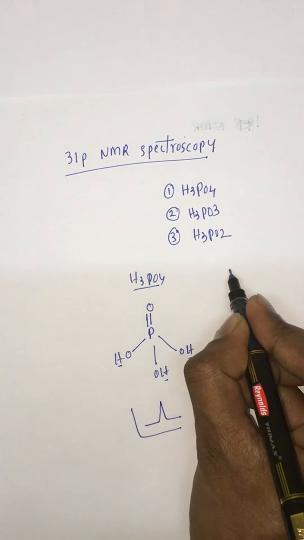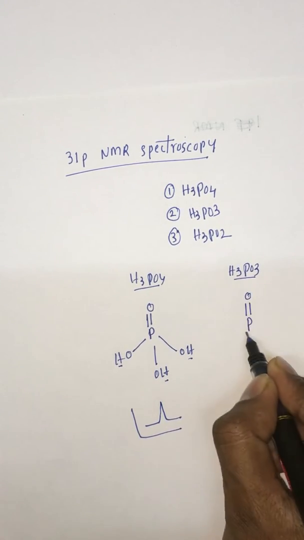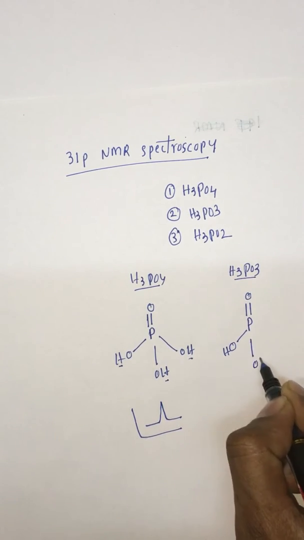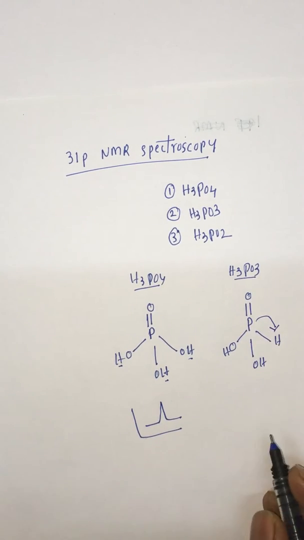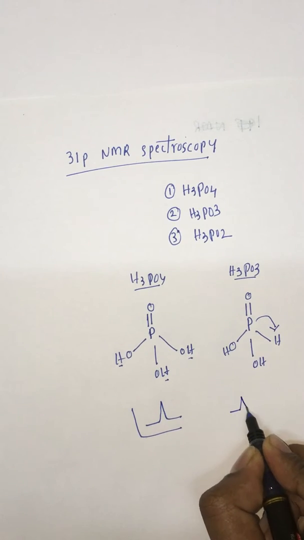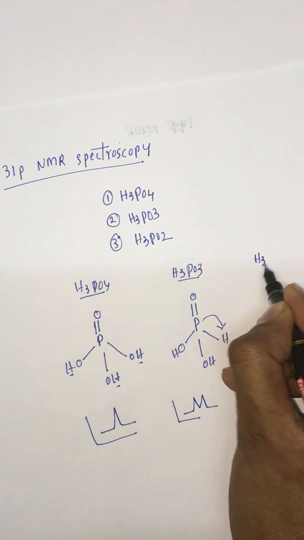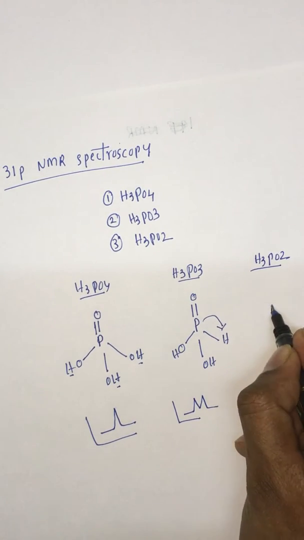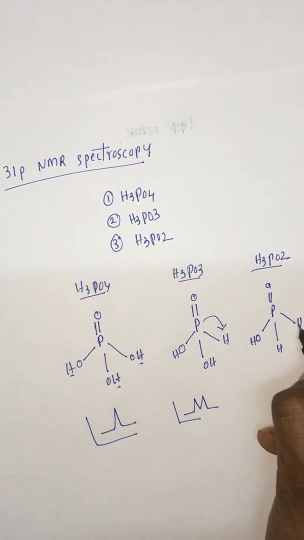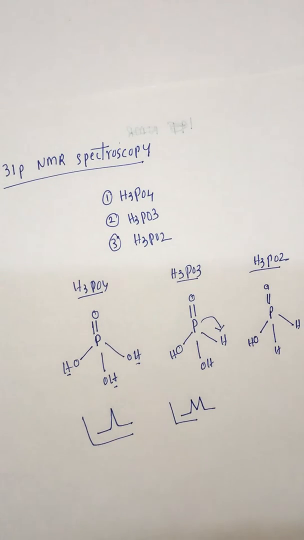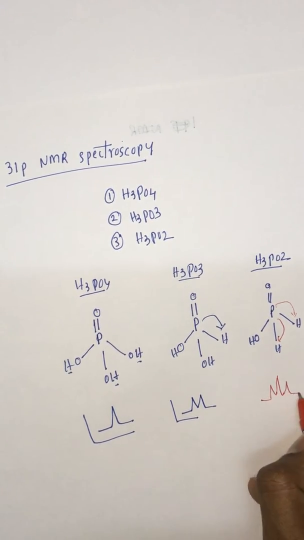So because of that reason, we get a single peak here. And if we go for H3PO3, here we have phosphorus, double bond O, OH, OH and hydrogen. So here this phosphorus can couple with this hydrogen, and if it couples with this hydrogen, we'll get a doublet here. And then we'll further go for H3PO2. In this case we have P double bond O, OH, here H and here H. So now this phosphorus can couple with this hydrogen as well as this hydrogen. So here we'll get a triplet.